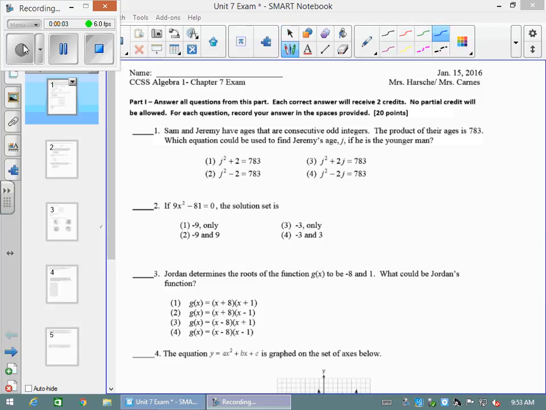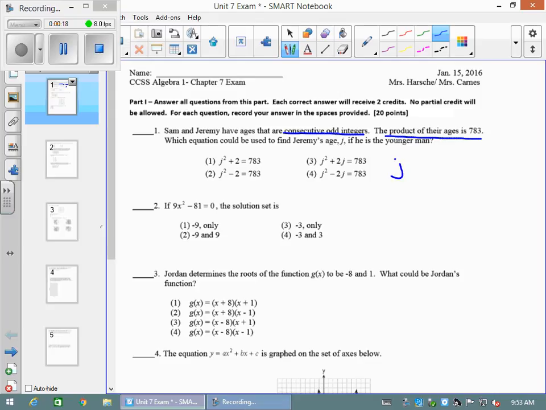Question 1: we're being told that Sam and Jeremy have ages that are consecutive odd integers. The product of their ages is 783. And we're being asked which equation here could be used to find Jeremy's age, J, if he's the younger man. Okay, so first I need to think about consecutive odd integers.